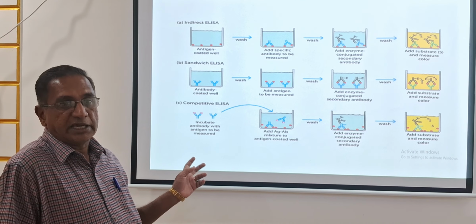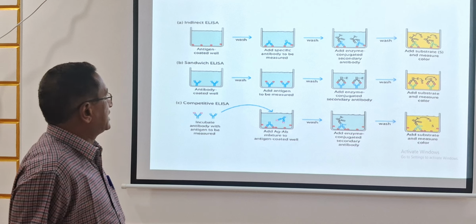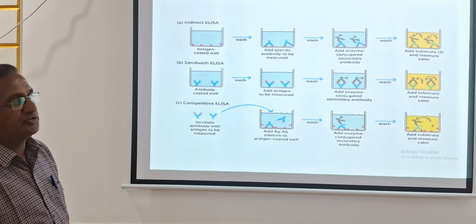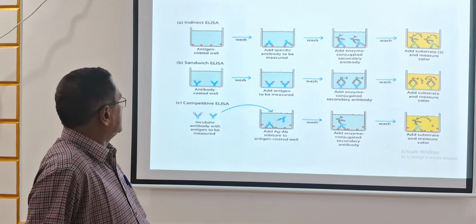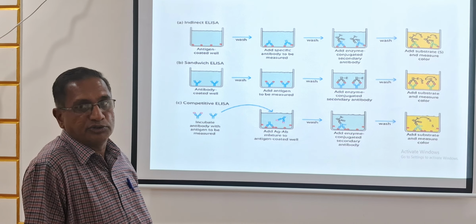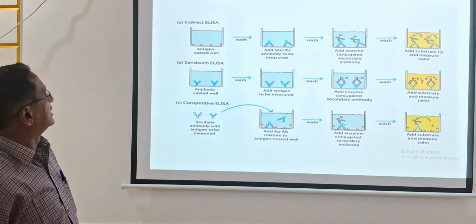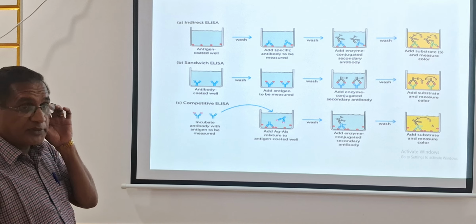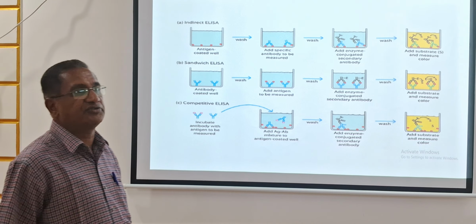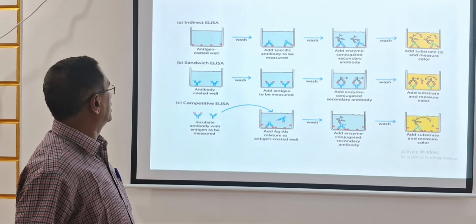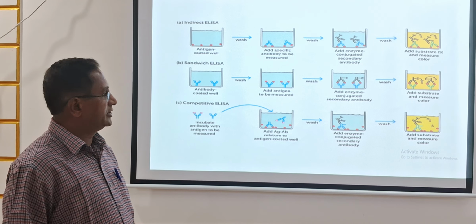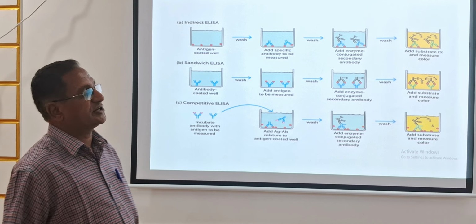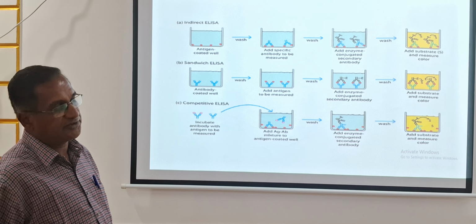Next, this monoclonal antibody can be detected by using the ELISA method. There are three types of ELISA: the indirect ELISA method, the sandwich ELISA method, and the competitive ELISA method. In the indirect ELISA method, the 96 well microtiter plate is coated with the antigen. Then the specific antibody, the antibody to be measured, is transferred into the 96 well plate.